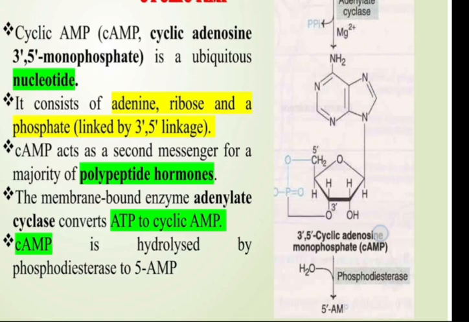Cyclic AMP is hydrolyzed by phosphodiesterase to 5'-AMP.